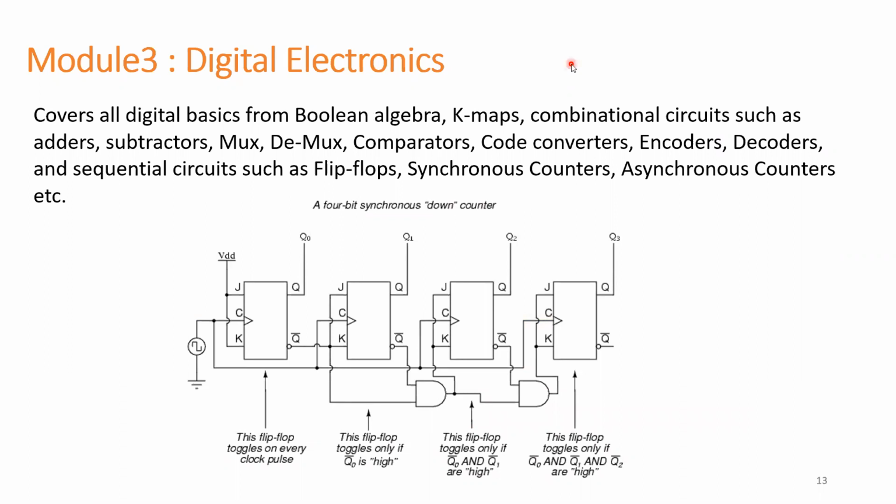In module 3, digital electronics will be studied. In this module, we will cover digital basics from Boolean algebra, K-map, combinational circuits, adders, subtractors, mux, demux, comparator, decoder, encoders, and sequential circuits such as flip-flops, latch, synchronous and asynchronous counters. You may already have studied digital electronics in your BE, BTech or MTech, but we will still revise. It will be a revision for you.